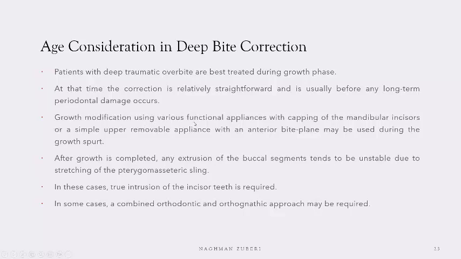Growth modification using various functional appliances with capping of the mandibular incisors, or a simple upper removable appliance with an anterior bite plane, may be used during the growth spurt. After growth is completed, any extrusion of the buccal segments tends to be unstable due to stretching of the pterygomasseteric sling. In these cases, true intrusion of the incisor teeth is required. Well, in some cases, a combined orthodontic and orthognathic surgical approach would be required.